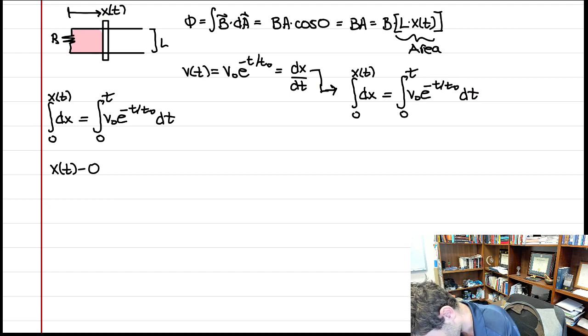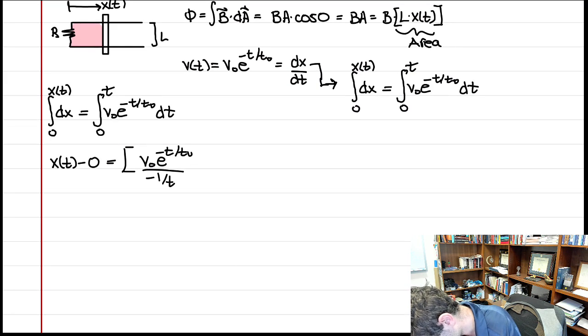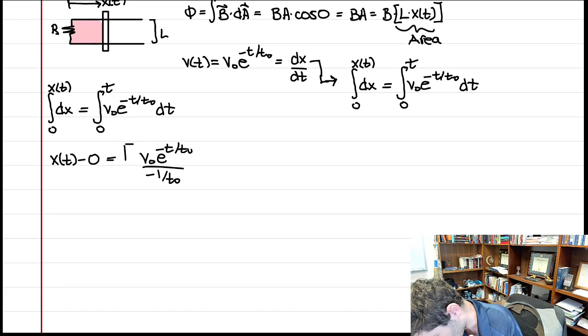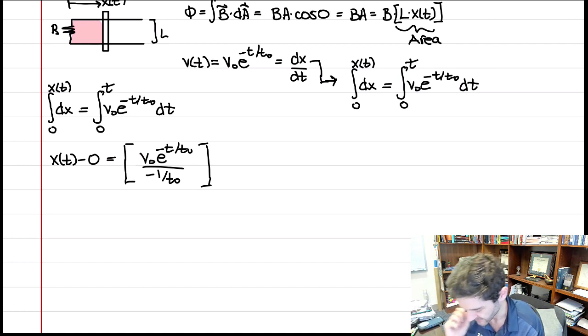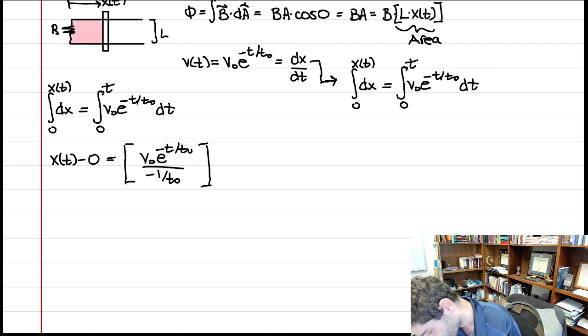Then the right hand side, when I do the integral, becomes v naught e to the minus t over t naught divided by negative 1 over t naught. Again, how could you check? Well, the integral is the antiderivative, so I could take the derivative of this expression, and I better get back v naught e to the negative t over t naught. And by the chain rule, the derivative of the exponential is itself, then you have to pop out the derivative of the thing inside the exponential, which would be negative 1 over t naught. And then this is evaluated from 0 to t.